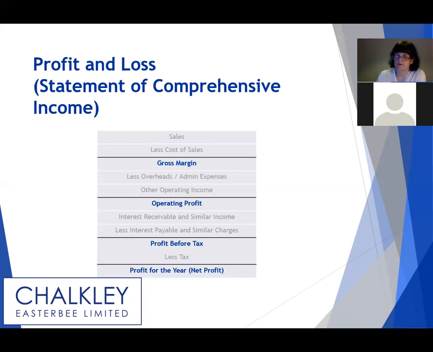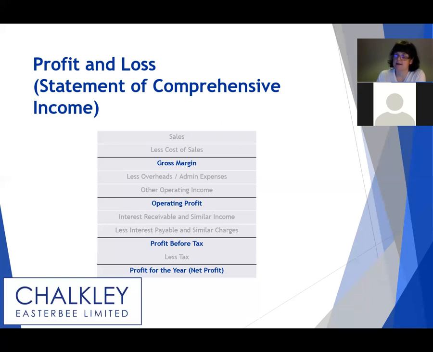Then deducting your overheads and general admin expenses. So that's things like directors' general salaries, printing, postage, stationery, accountancy and legal fees, and adding back any other operating income. So that might be things like maybe a bit of bank interest or that sort of thing. Other operating income gives you your operating profit. Then you add your interest receivable, take away your interest payable, and that gives you your profit before tax.